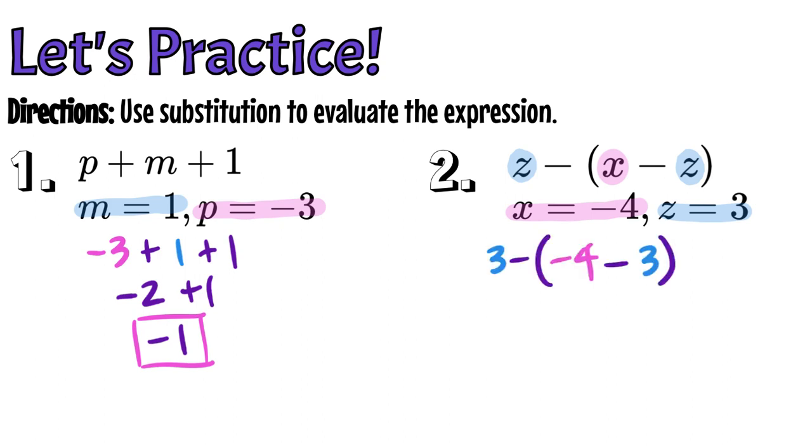Remember our order of operations, we deal with the parentheses first. So we rewrite 3 and we subtract. -4 minus 3 gives me -7. Remember that 3 minus a -7 is like 3 plus 7, which gives us 10.